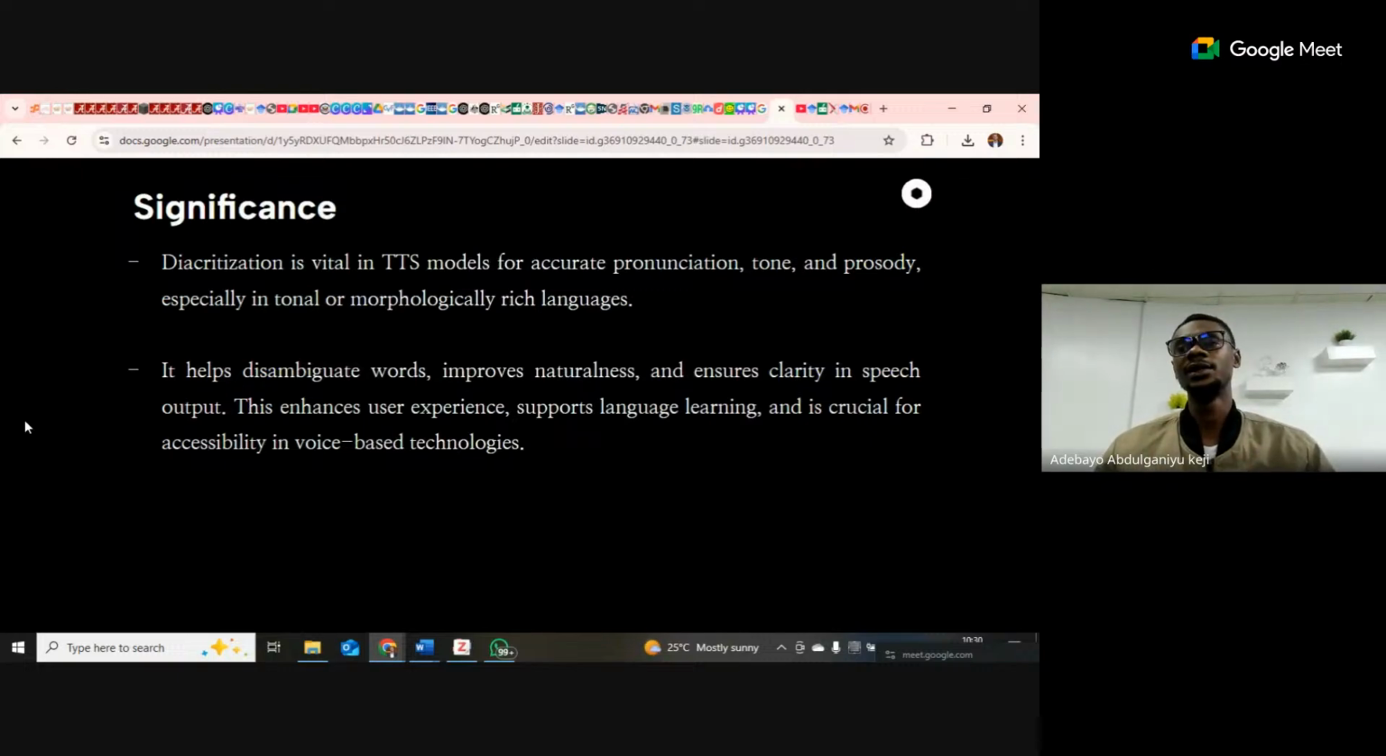This enhances user experience, supports language learning, and is crucial for accessibility in voice-based technology. So the idea is, imagine someone trying to use a service, and most persons would not admit that they didn't correctly put the sentences they want to convert from text to speech, but they would rather blame the model, or the organization in charge of the model. They believe the model should be able to do justice by knowing their intention, which is very difficult for the model because they don't read minds. They only work on how they are trained. So diacritization can come in this way, helping us annotate these characters conveniently so that the model can take it up from there and produce the speech output that we want.